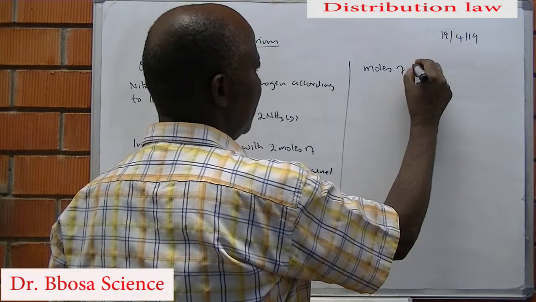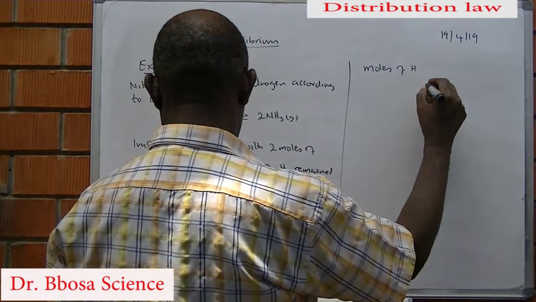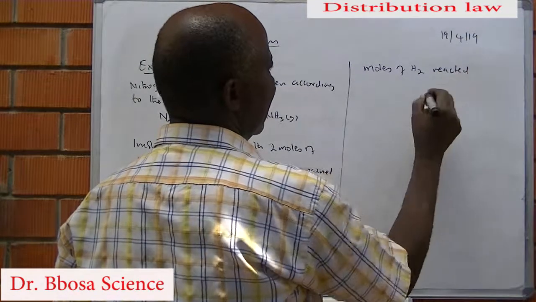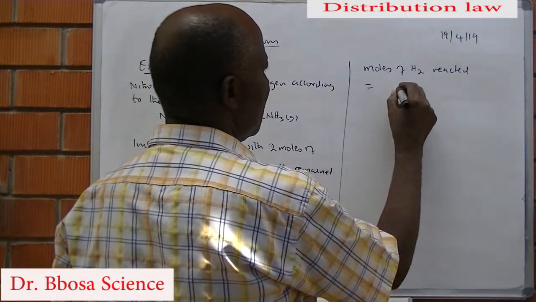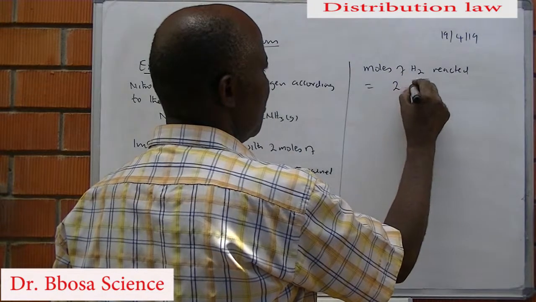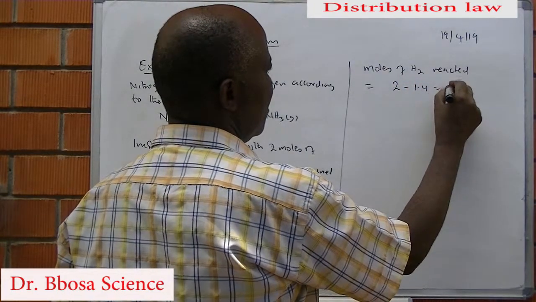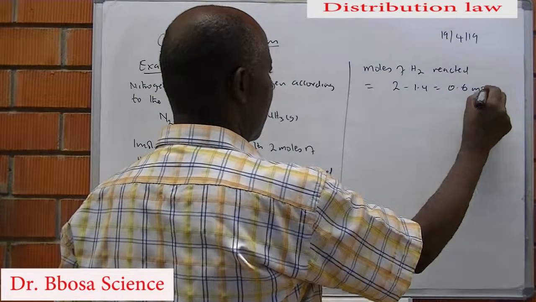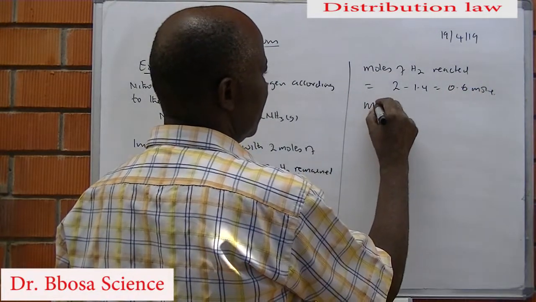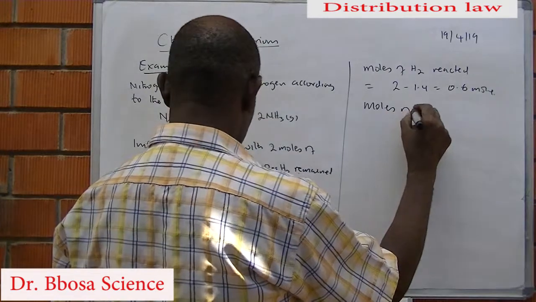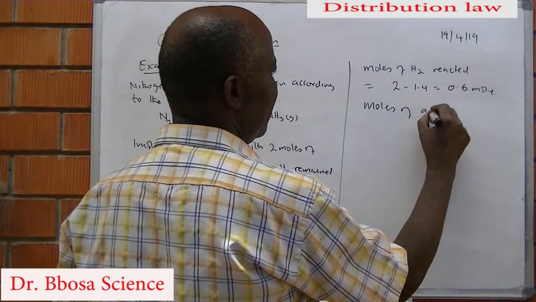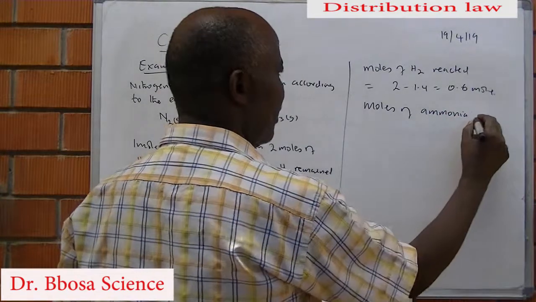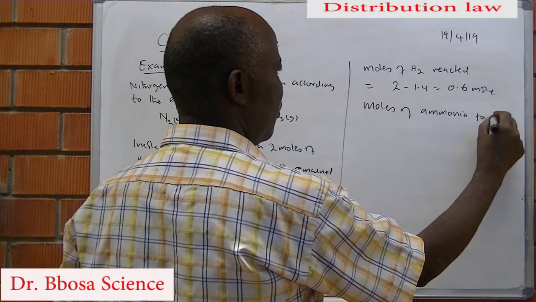Moles of hydrogen reacted will be equal to 2 minus 1.4, which is equal to 0.6 moles. Then moles of ammonia. Moles of ammonia formed.